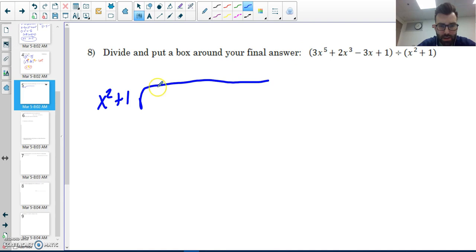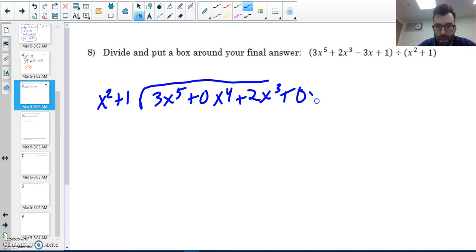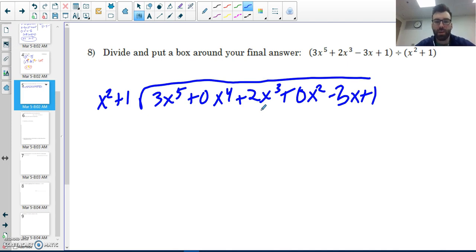I'm going to need some placeholders here, so I have 3x to the 5th plus 0x to the 4th plus 2x cubed plus 0x squared minus 3x plus 1. Okay. So, here we go.